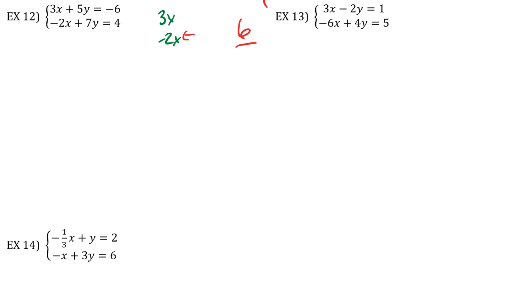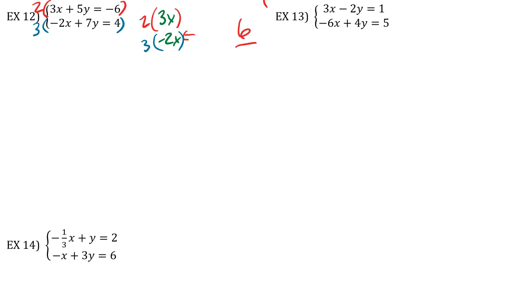So how do we turn a 3x into a 6x? Well, we're going to have to multiply it by 2. So we know that this top equation, we're going to be multiplying by 2. How do we turn a negative 2x into a negative 6x? Well, we're going to have to multiply it by 3. So we know this bottom equation, we're going to multiply by 3. So it's the same exact idea as before, just now we have to do it twice, essentially.